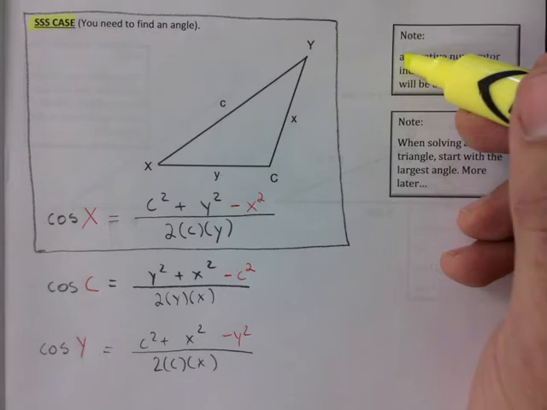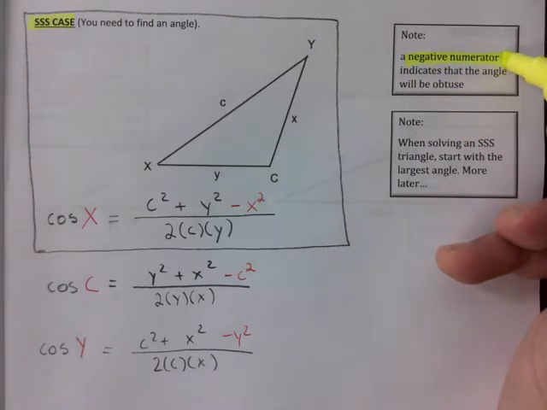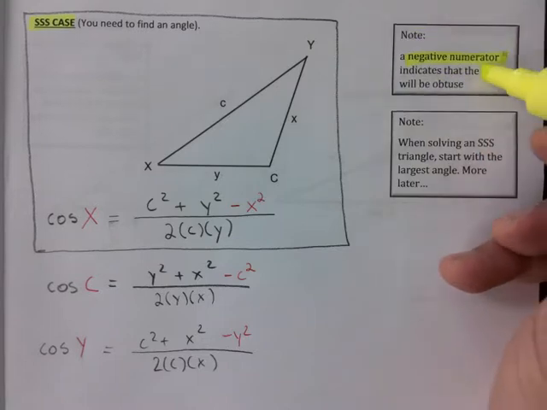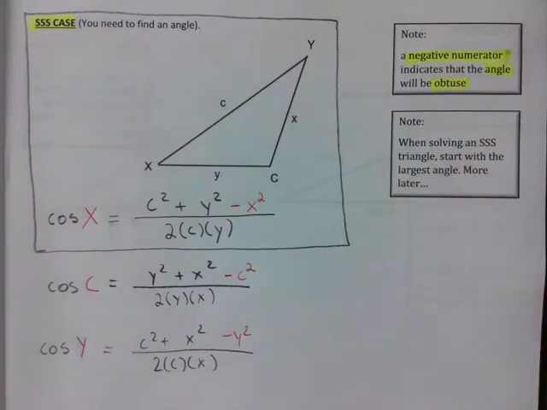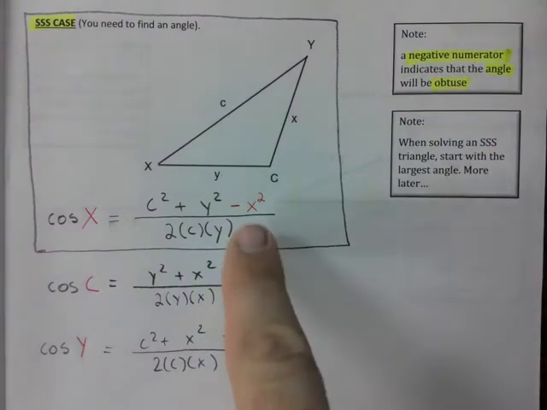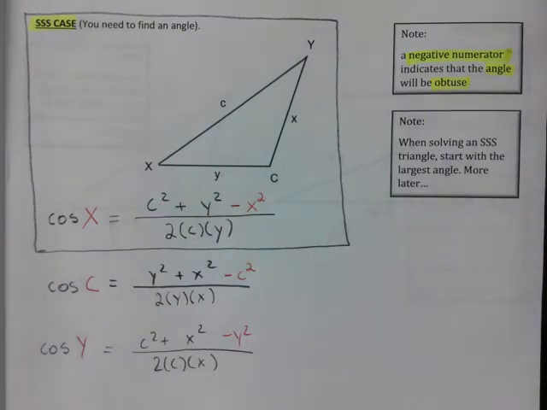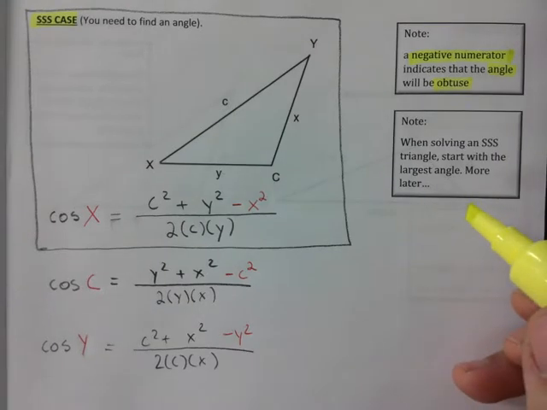Note, if it's a negative numerator, right, you will have an obtuse angle. You're guaranteed that this thing will be obtuse. Like if you type in the top here and you get a negative, don't freak out, don't panic. It's telling you something. It's telling you that it's going to be an obtuse angle.